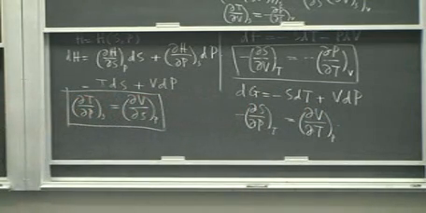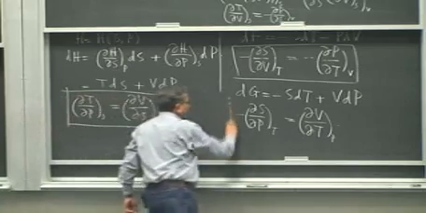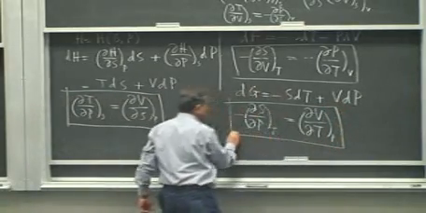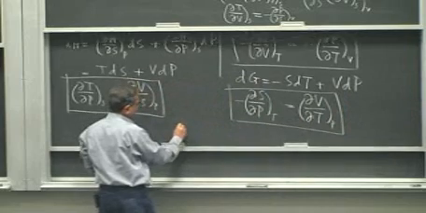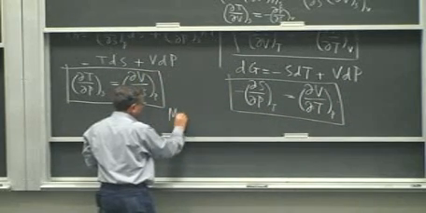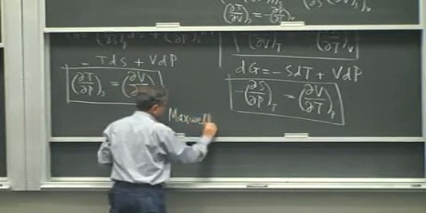So these are 4 relations that we get, and these relations were obtained by James Clerk Maxwell, and therefore these are called Maxwell relations.